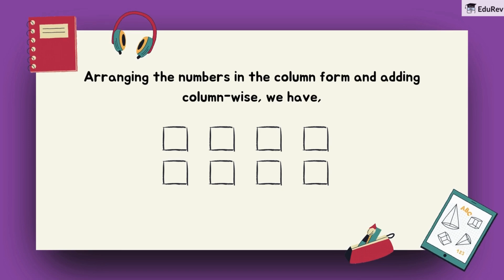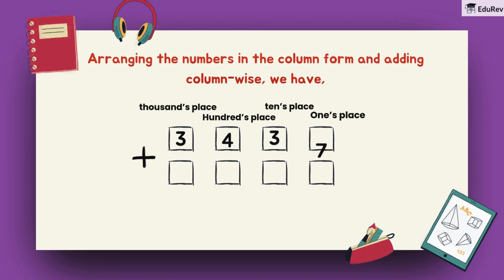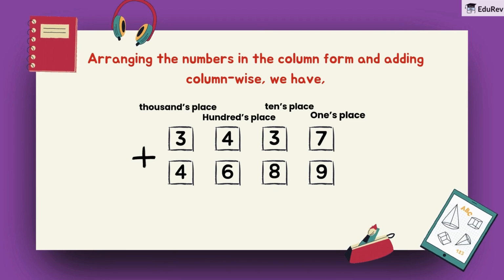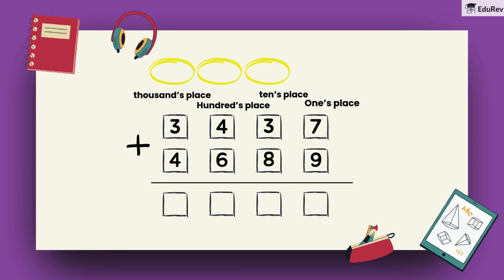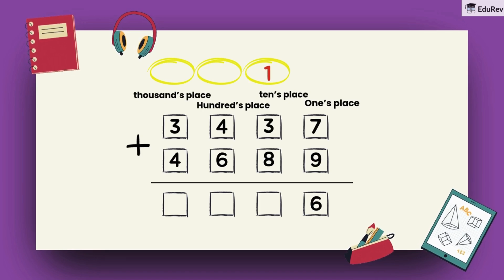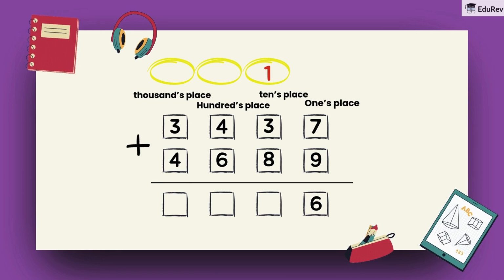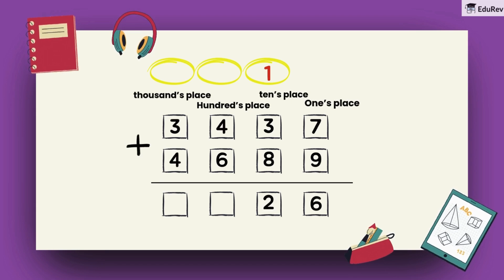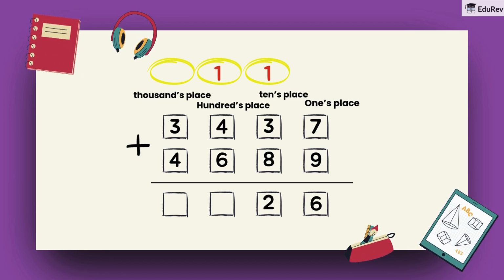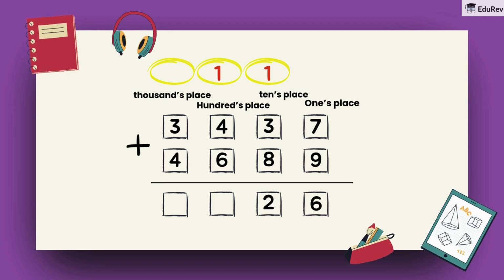Arranging the numbers in the column form and adding column-wise, we have these digits at thousands, hundreds, tens and ones place. Now, adding the digits at ones place, we get 7 plus 9 equals 16. 6 is the result of addition while 1 is carried over to tens place. Adding the digits at tens place we get 8 plus 3 plus 1 equals 12. So, 2 is the result of addition at tens place while 1 is carried over to hundreds place.